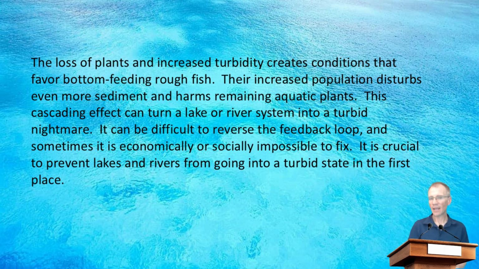This cascading effect can turn a lake or river system into a turbid nightmare. It can be difficult to reverse the feedback loop, and sometimes it is economically or socially impossible to fix. It is crucial to prevent lakes and rivers from going into a turbid state in the first place.